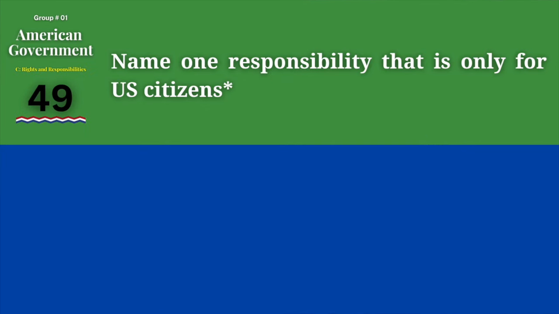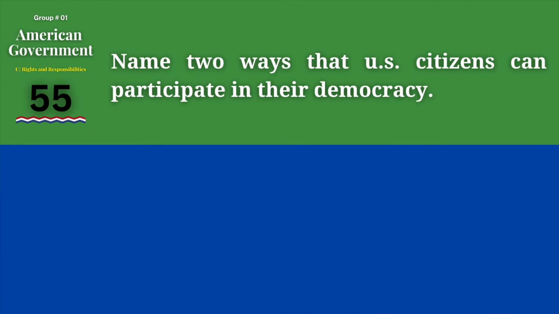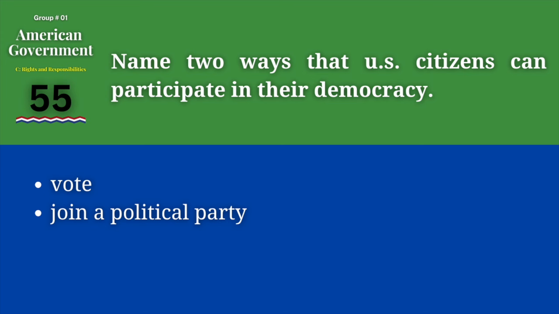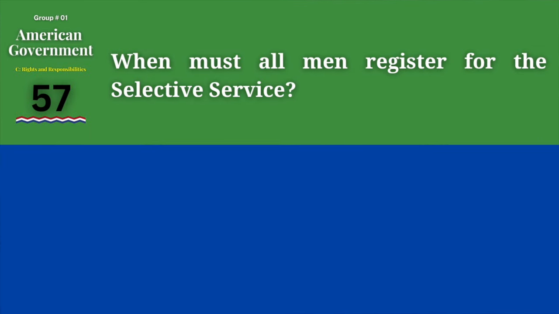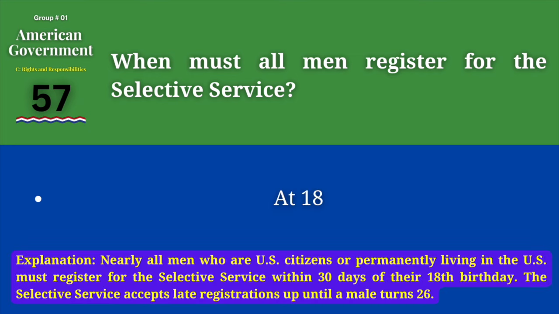Name one responsibility that is only for U.S. citizens. Serve on a jury. Name two ways that U.S. citizens can participate in their democracy. Vote, join a political party. When must all men register for the Selective Service? At 18.